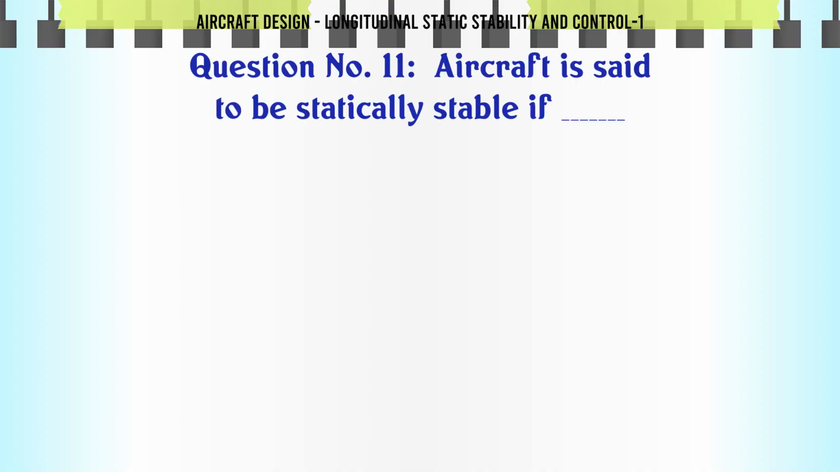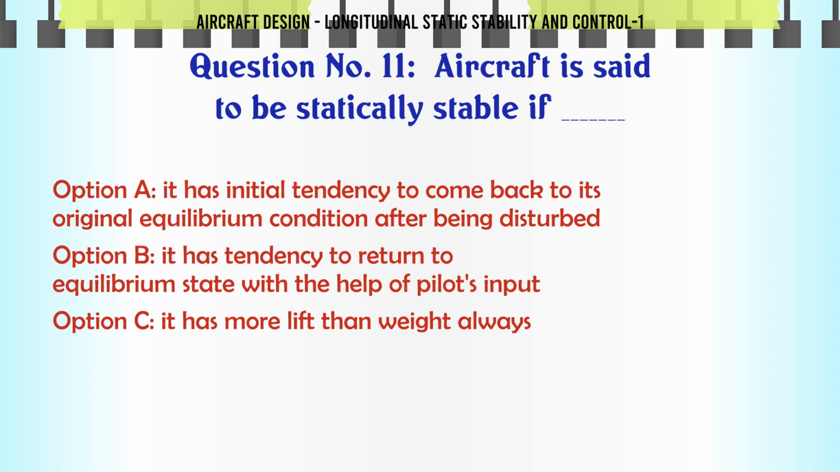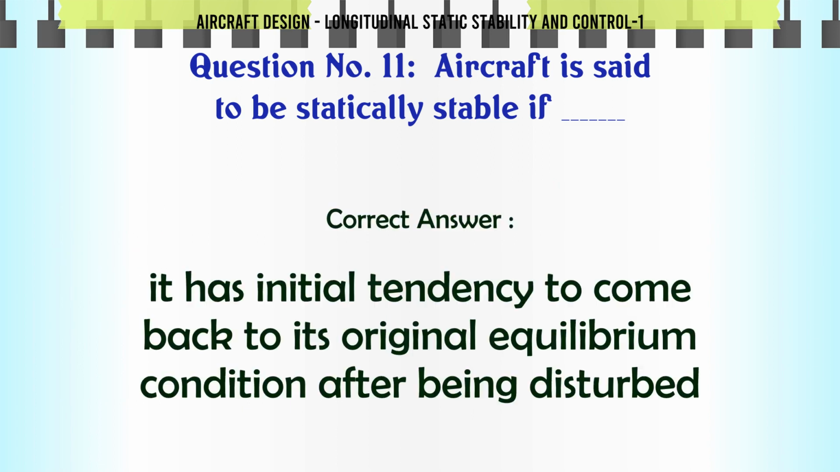An aircraft is said to be statically stable if A. It has an initial tendency to come back to its original equilibrium condition after being disturbed. B. It has a tendency to return to the equilibrium state with the help of the pilot's input. C. It has more lift than weight always. D. It has more thrust than drag. The correct answer is: it has an initial tendency to come back to its original equilibrium condition after being disturbed.